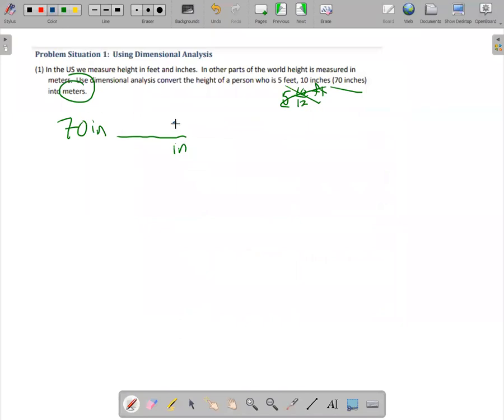So I'm going to go from inches to centimeters, and the table said there are 2.54 centimeters in 1 inch, and that allows me to get rid of inches and get close to meters.